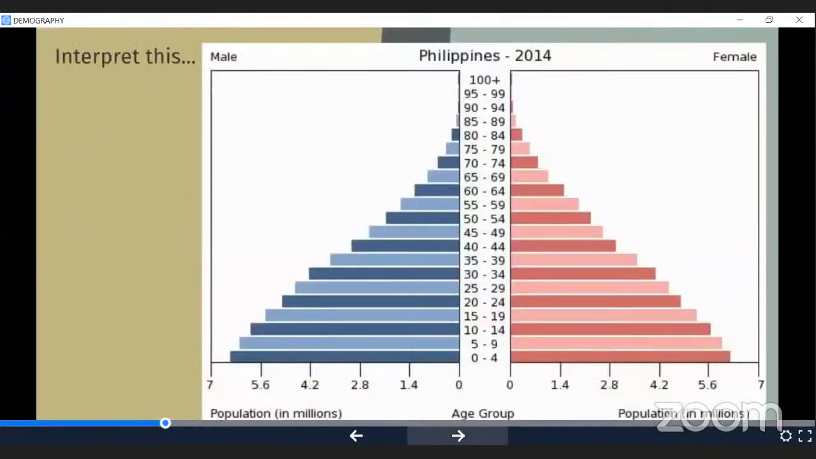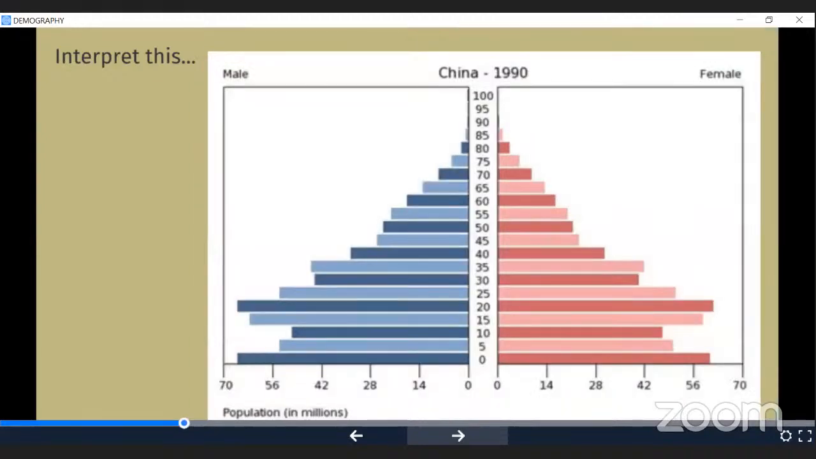So, for example, how will you interpret this age sex pyramid? What stage is the Philippines at year 2014 in? Stage 1, doctor. Stage 1 because it has a high birth rate and it has a high death rate. Okay, that's correct.